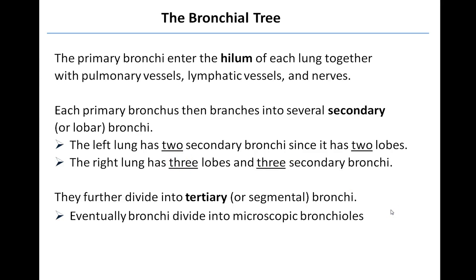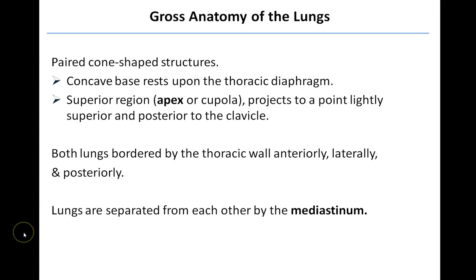Secondary bronchi then continue to divide into tertiary or segmental bronchi. The branching will then continue, become more and more numerous. The airway diameters will get smaller and smaller, and eventually you get microscopic airway structures we refer to as bronchioles. Now the airways are well and truly within the lungs.